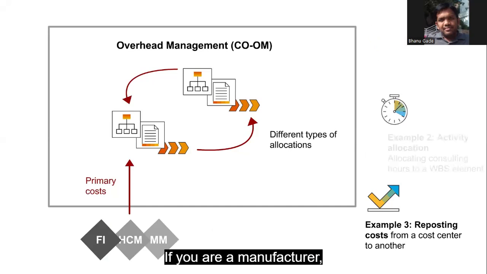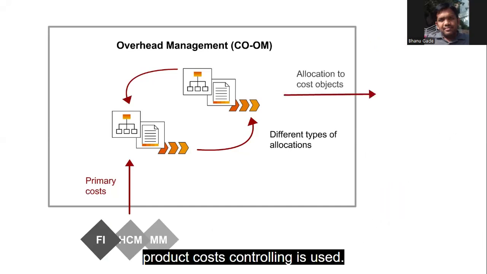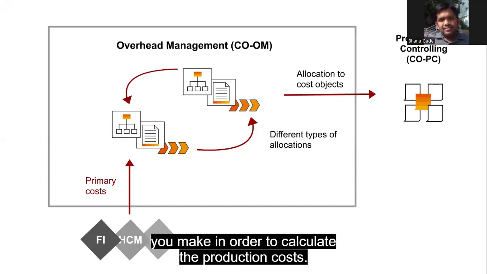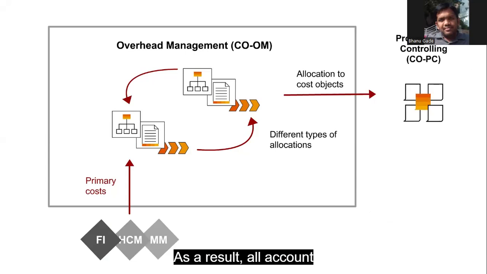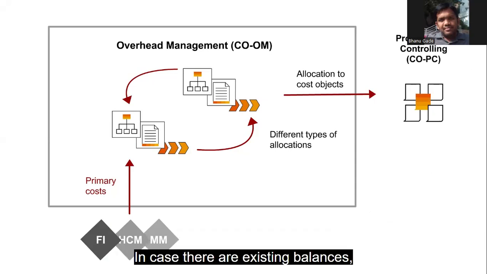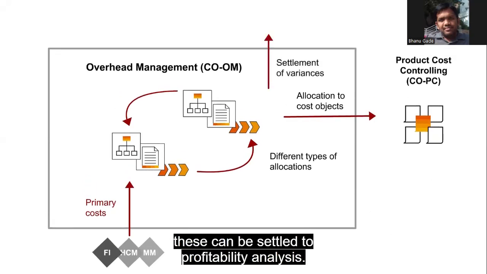If you are a manufacturer, product cost controlling is used. All overhead costs then are allocated to the products you make in order to calculate the production costs. As a result, all account assignment objects in overhead management should have a balance of 0. In case there are existing balances, these can be settled to profitability analysis.